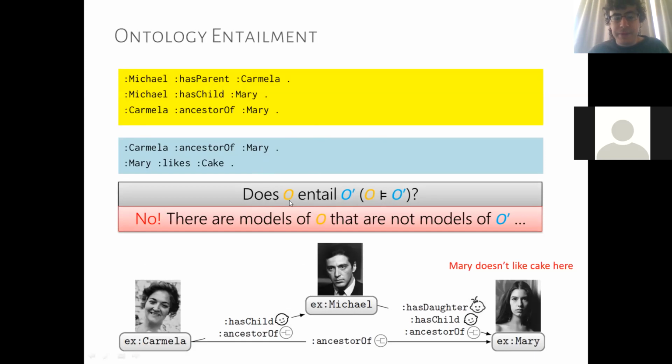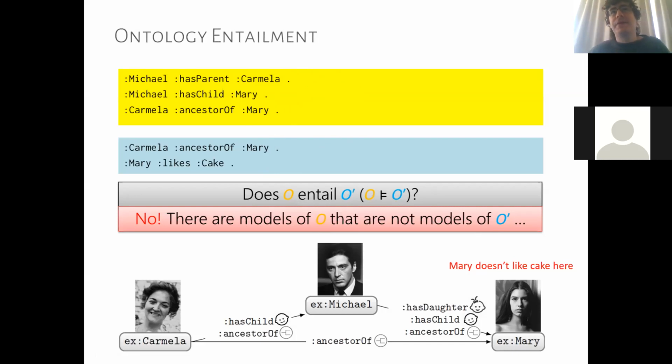In terms of the entailment relation, what we're saying is that essentially we say that O does not entail O prime. We could also say O prime does not entail O, but in this case, we'll focus on O does not entail O prime. So what we're saying is that there are models of O, there are possible worlds that it describes, that are not models of O prime. So there are possible worlds that this thing describes here that the second graph does not describe.